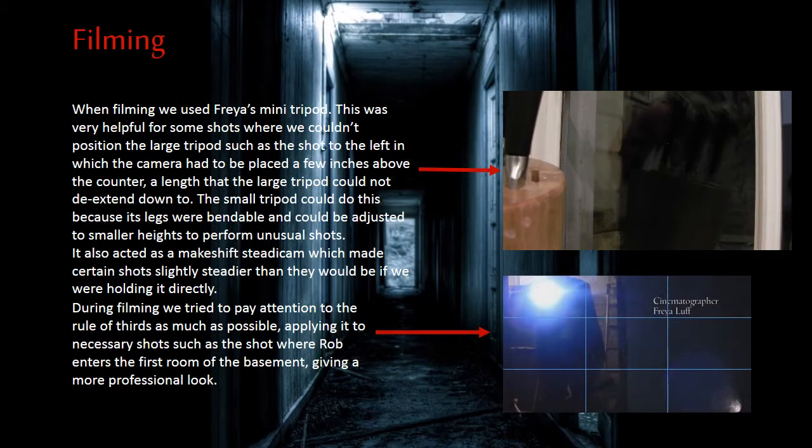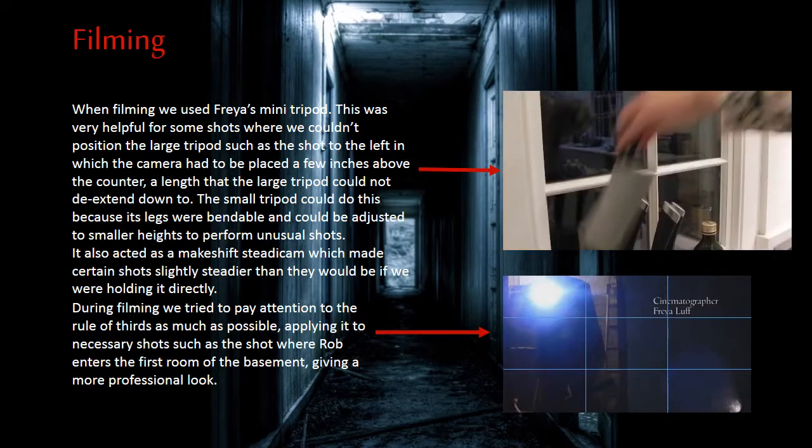When filming, we used the small tripod. This was very helpful for some shots where we couldn't position the large tripod, such as the shot to the right, in which the camera has been placed a few inches above the counter, a length that the large tripod could not de-extend down to. The small tripod could do this because its legs were bendable and could be adjusted to small heights to perform unusual shots.